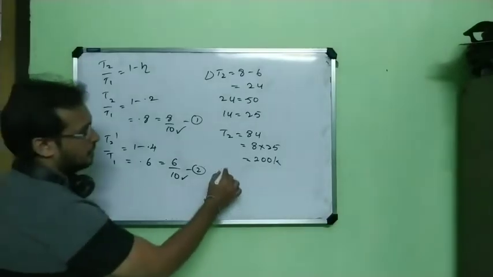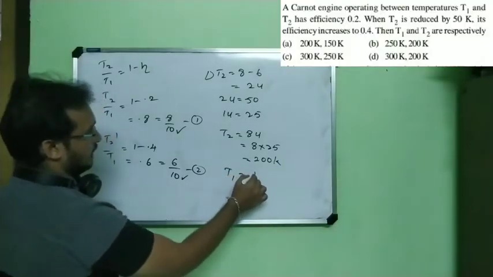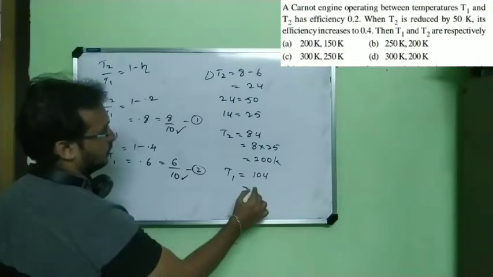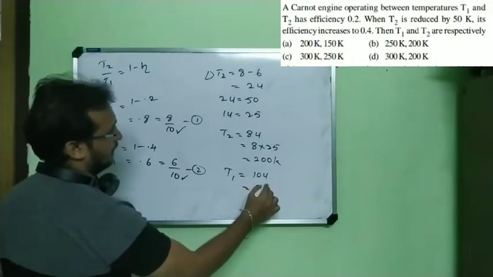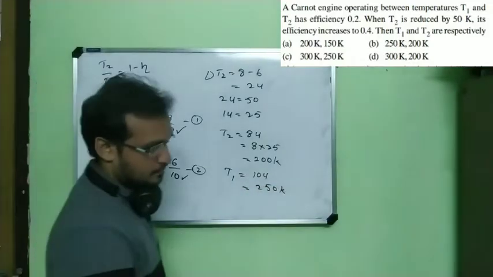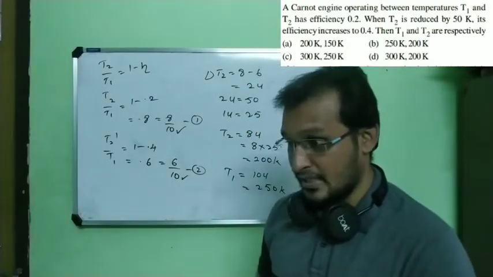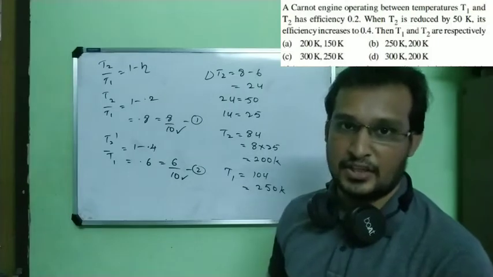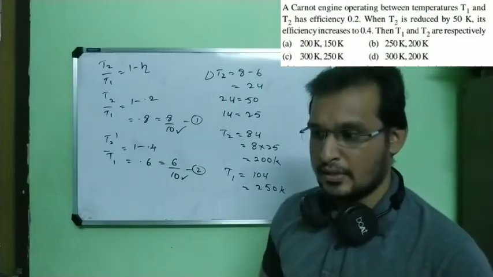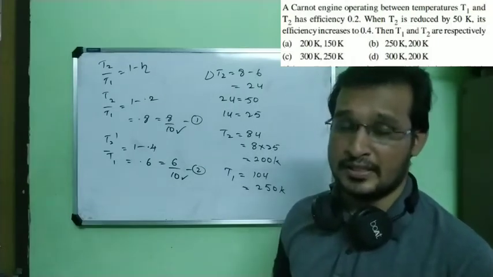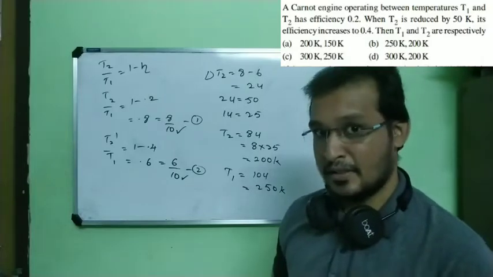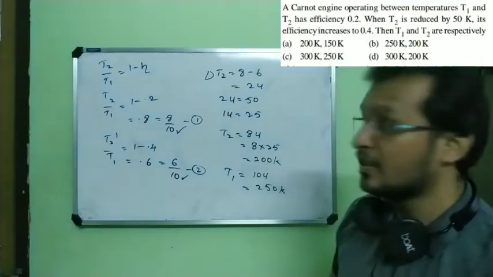What about T1? T1 equals 10 units, that is equal to 250 Kelvin. That's it. So you will get the option 250 Kelvin. Only option B has source temperature T1 as 250 Kelvin. So the answer is option B. I hope you got it. Is it easy? Correct? Is it okay? Take a screenshot of this.